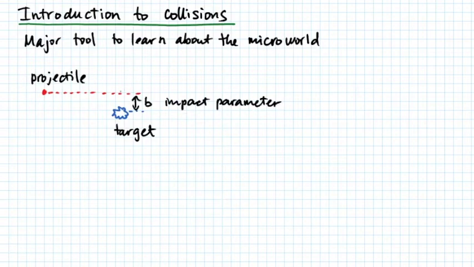Due to interaction, the projectile gets bent, and the angle by which it gets bent is known as scatter angle. From collisions, we gain information about the target and the interaction force.